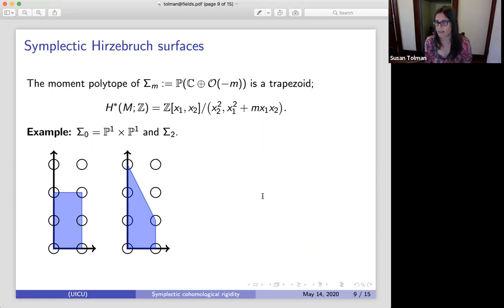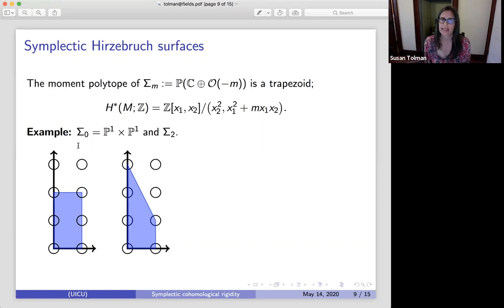And the cohomology ring is given by two generators, x1 and x2, subject to relations. The kernel is generated by x2 squared and x1 squared plus m x1 x2. So that's pretty simple. And I want to give two particular examples.